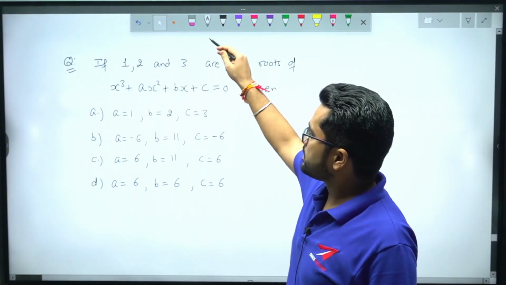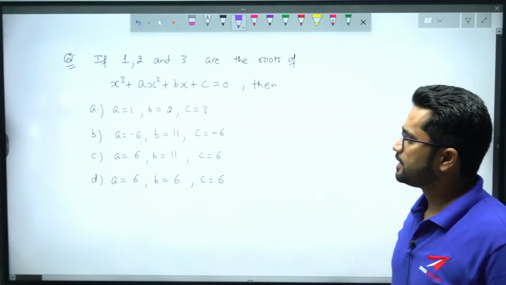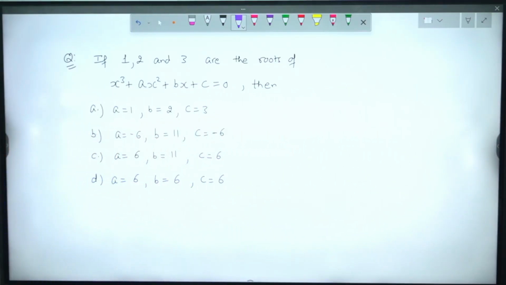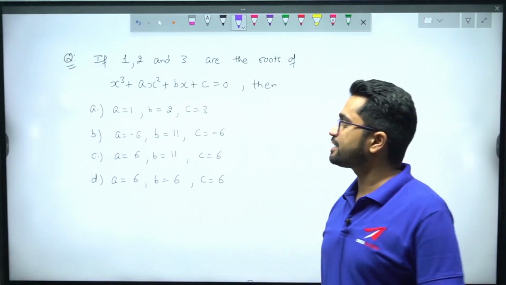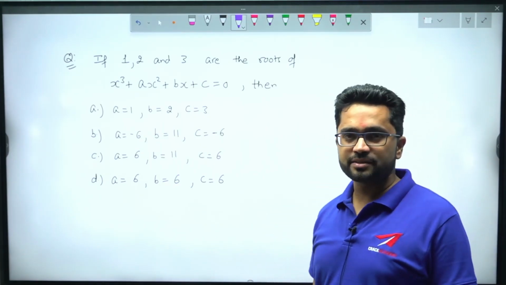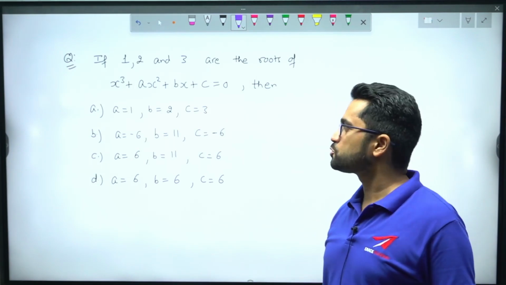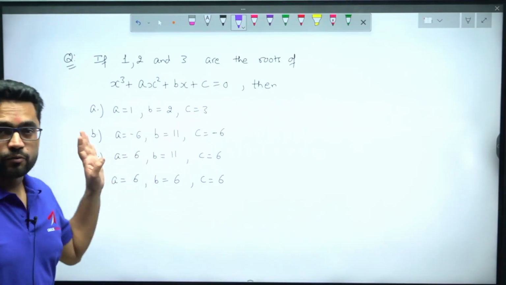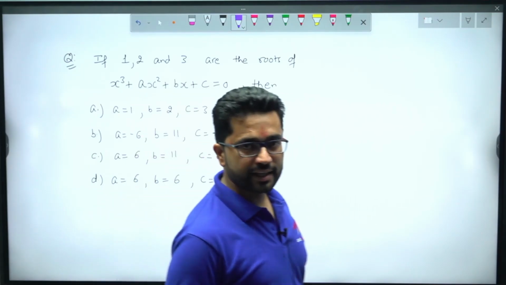Let's have the first one, please. Very basic question. Everybody try. If 1, 2 and 3 are the roots of x cube plus ax square plus bx plus c equals to 0, then which of the following options is right?